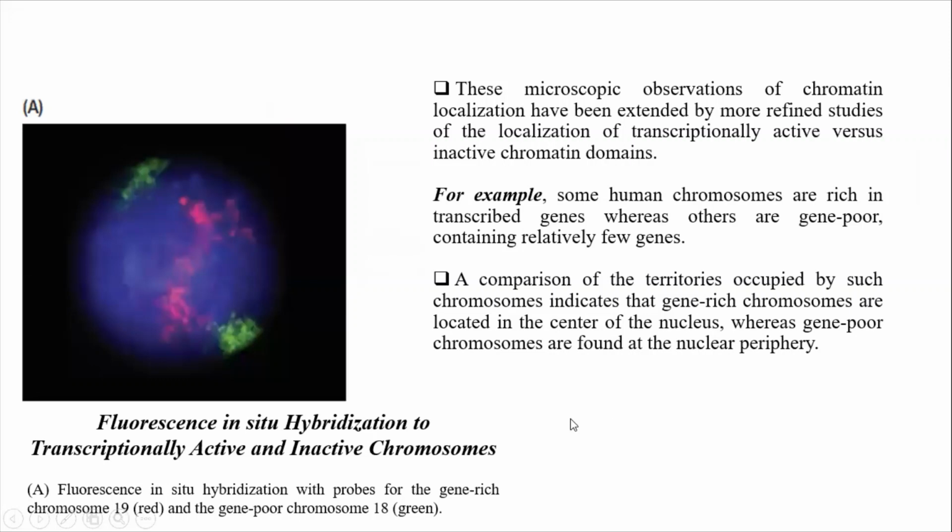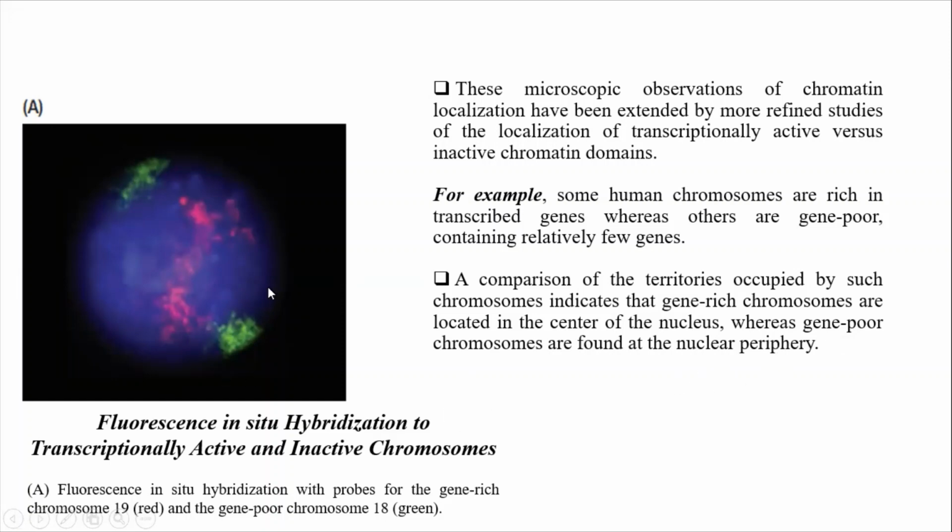Okay, this is again another figure. Now these microscopic observations of chromatin localizations were further done and from this we will come to know which are the active and inactive domains. Okay? For example, some human chromosomes are rich in transcribed genes whereas others are gene poor. Okay. A comparison of the territories occupied by such chromosomes indicates that gene-rich chromosomes are located in the center of the nucleus, whereas gene-poor are found at the nuclear periphery.